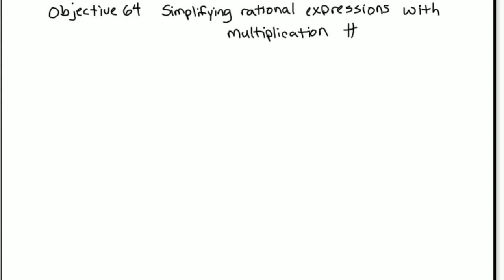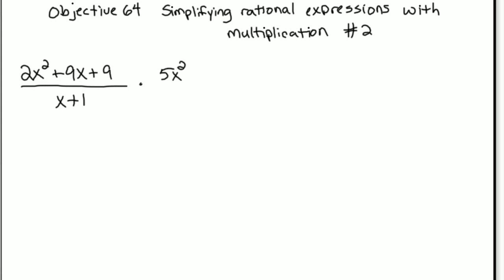This is the second example on simplifying rational expressions with multiplication. This particular problem contains trinomials, so we need to remember our method for factoring trinomials.